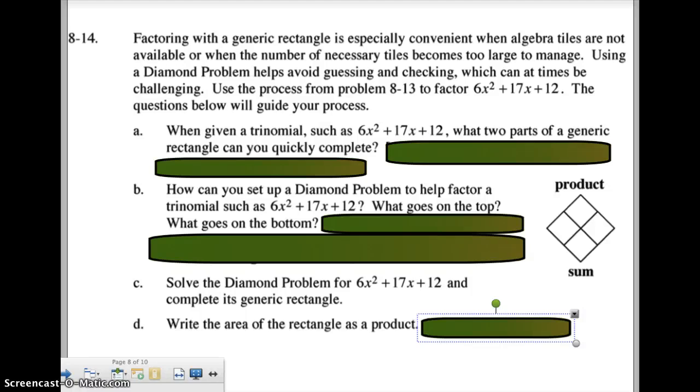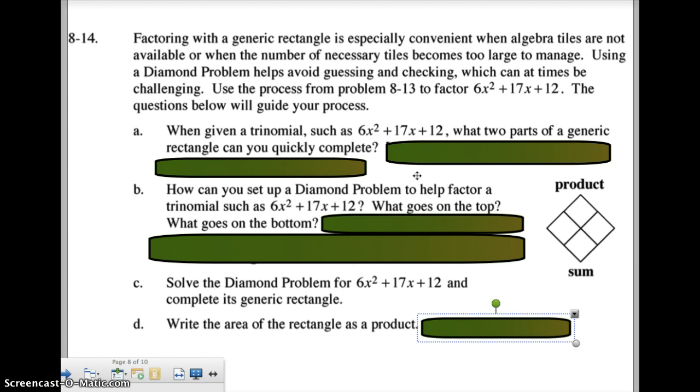Okay? So here's what it says. It says when given the trinomial such as 6x squared plus 17x plus 12, what two parts of the generic rectangle can you quickly complete? So what they want you to do for A is to draw out a generic rectangle. It's not written there, but draw out a generic rectangle and put two of these numbers where you know they must go. Now I'll give you a little hint.